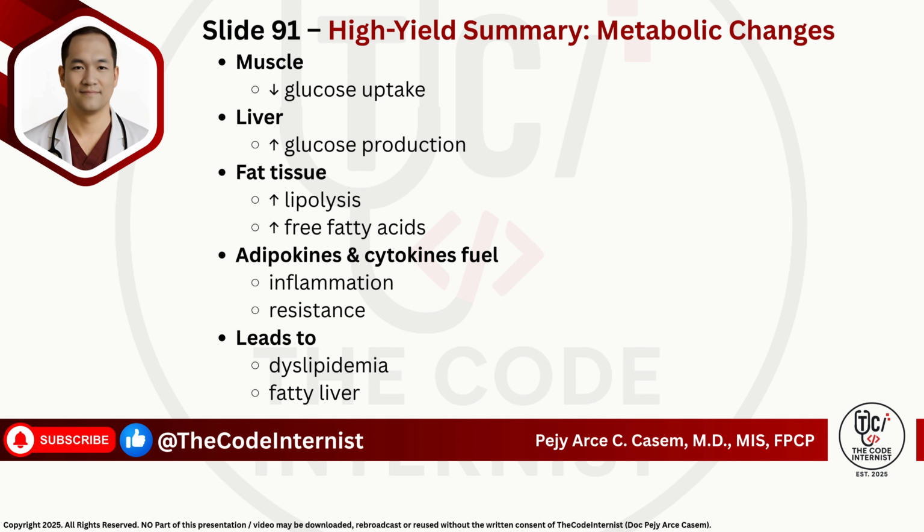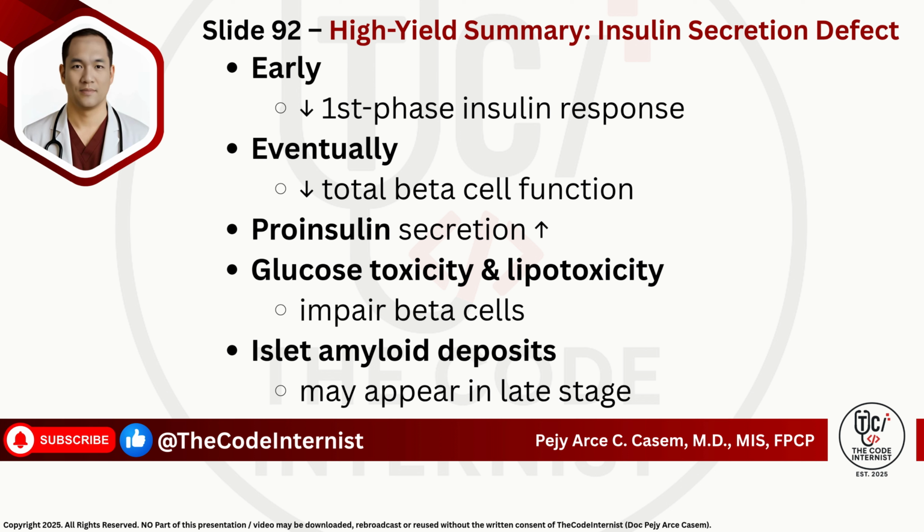On top of that, chemicals from fat cells cause inflammation, worsening insulin resistance and cholesterol problems. At first, the pancreas loses the quick first shot of insulin. Later, it just can't keep up. More immature insulin, proinsulin, gets secreted. Long-term high blood sugar and high fat levels damage the beta cells even more.